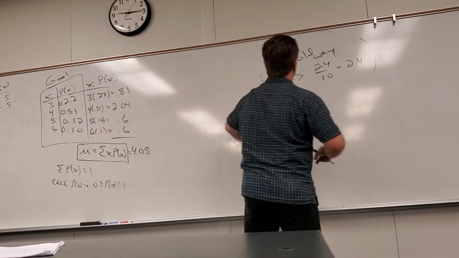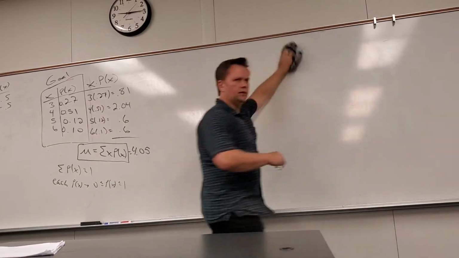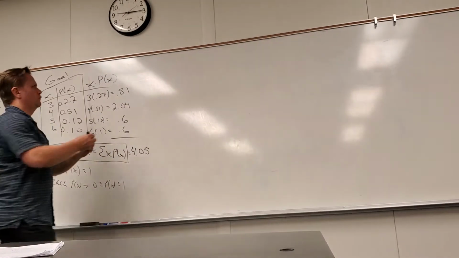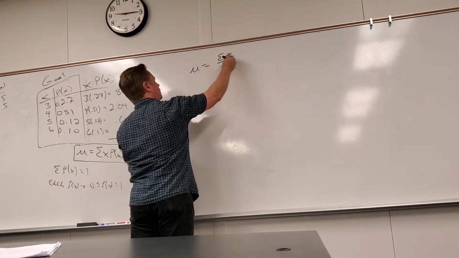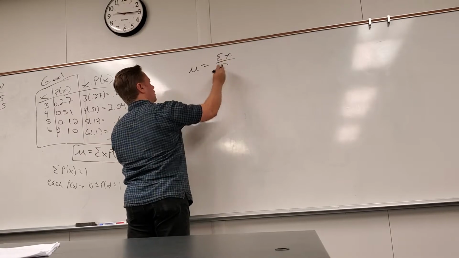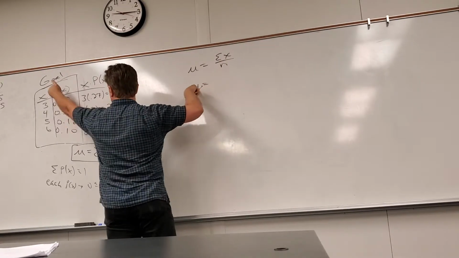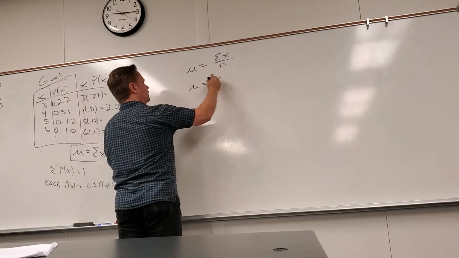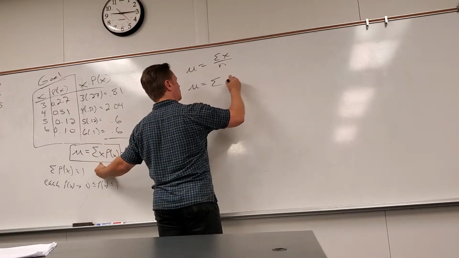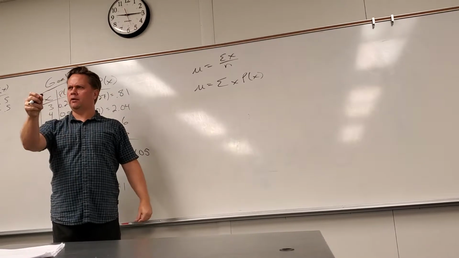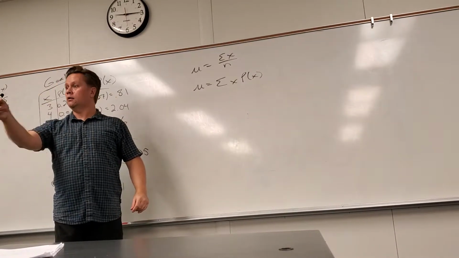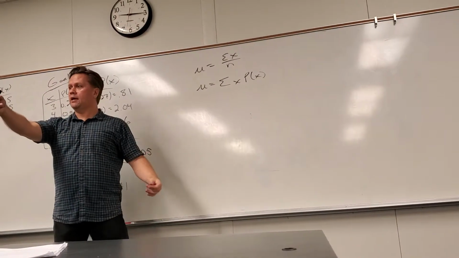I want to point something else out before I get into standard deviation. What was the original formula for the mean? And now what's this new formula for x times p of x? What looks like it's missing? I said this earlier, but I really want to make a point of this. The n, the divided by n.